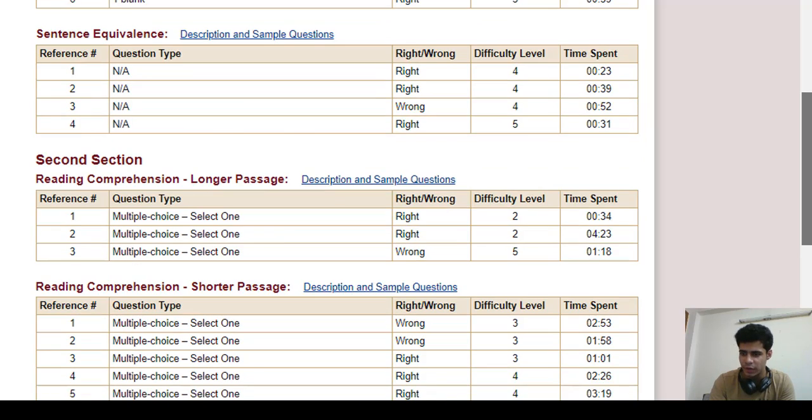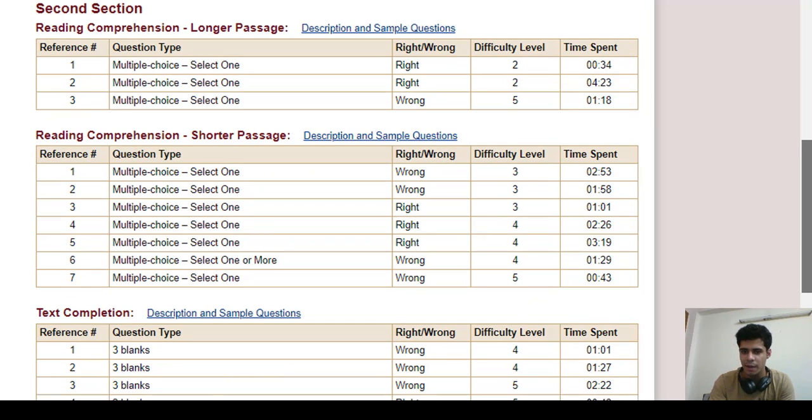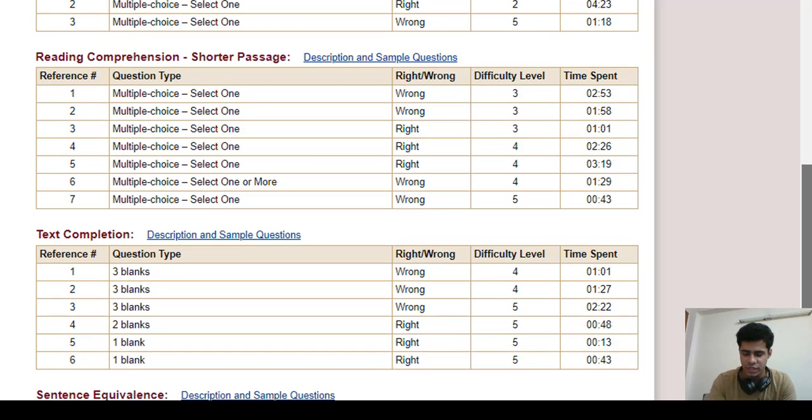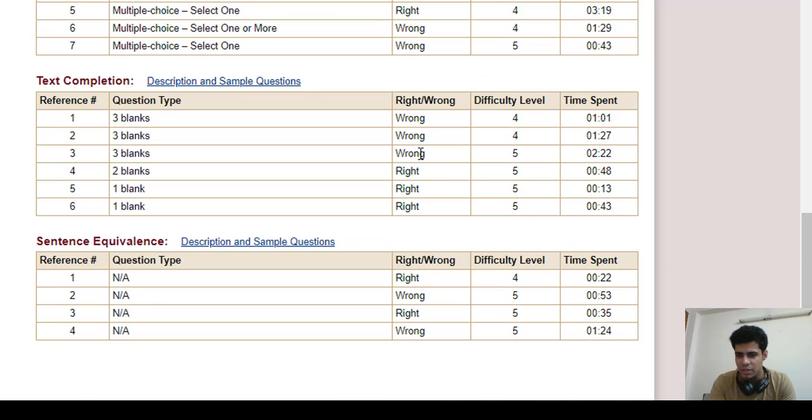You can see that I'm doing one question wrong here in the reading comprehension. On the shorter passage, I'm doing four questions wrong. Okay, that's a total of five questions till now. In the text completions, I've done three questions wrong again, so that's eight questions. And over here, I've done two more wrong. So I've done 10 questions incorrectly, but they're still giving me 161 marks.